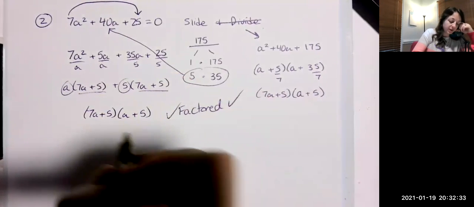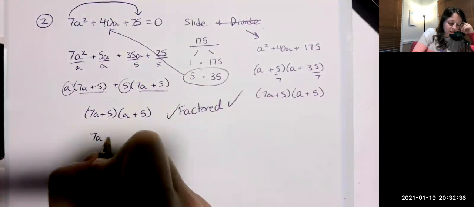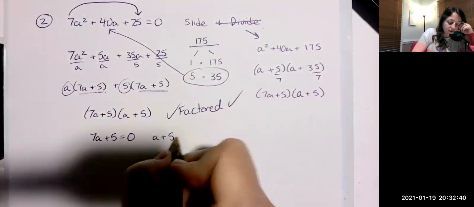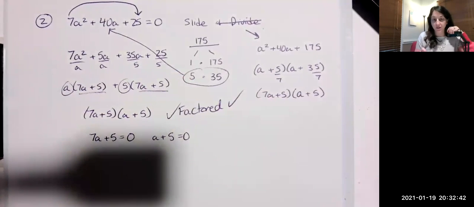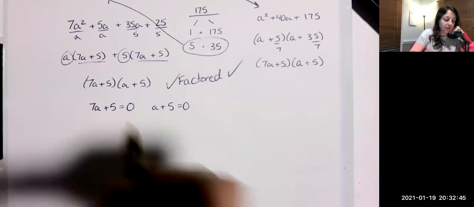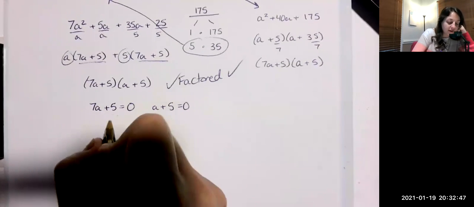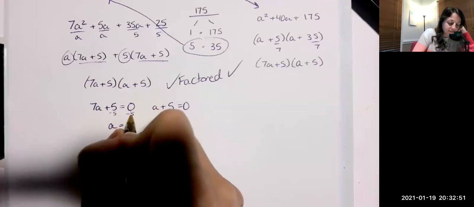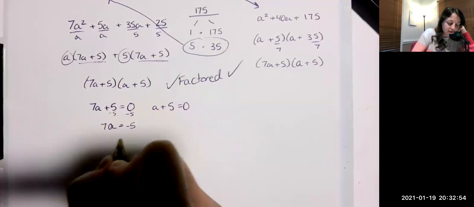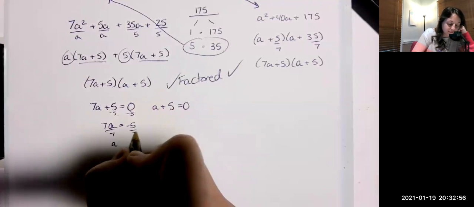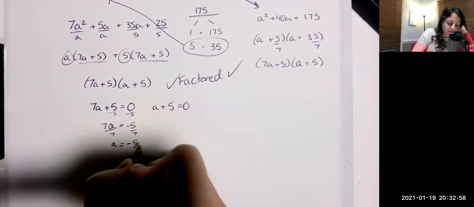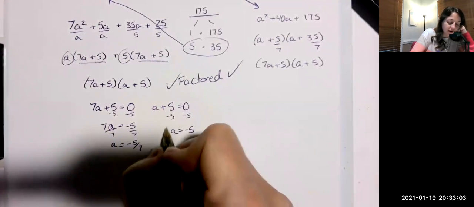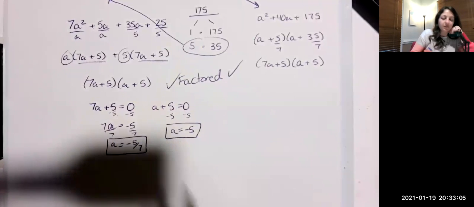So to solve both of these problems, and it's the same problem, so you don't have to write them twice anymore, you take each factor and you set it equal to 0. So 7a plus 5 equals 0, a plus 5 equals 0. Subtract the 5. Divide the 7. A equals negative 5 over 7. Subtract the 5. A equals negative 5. There are my two answers.